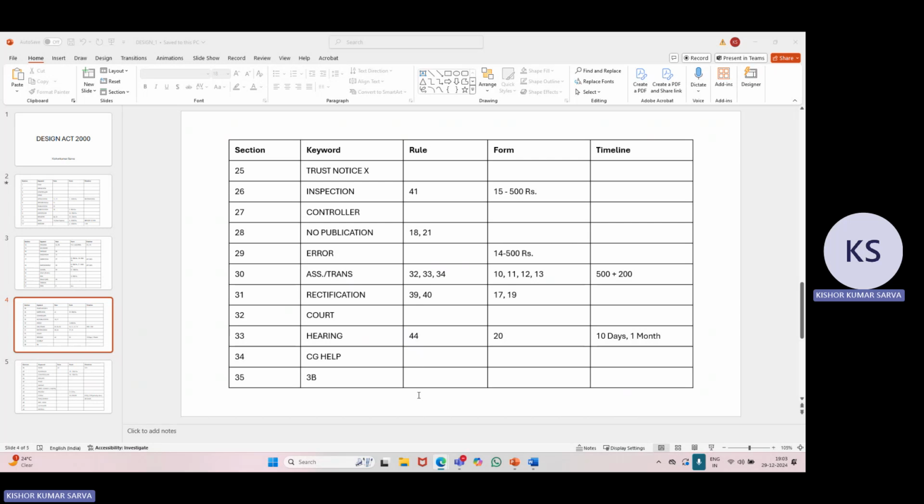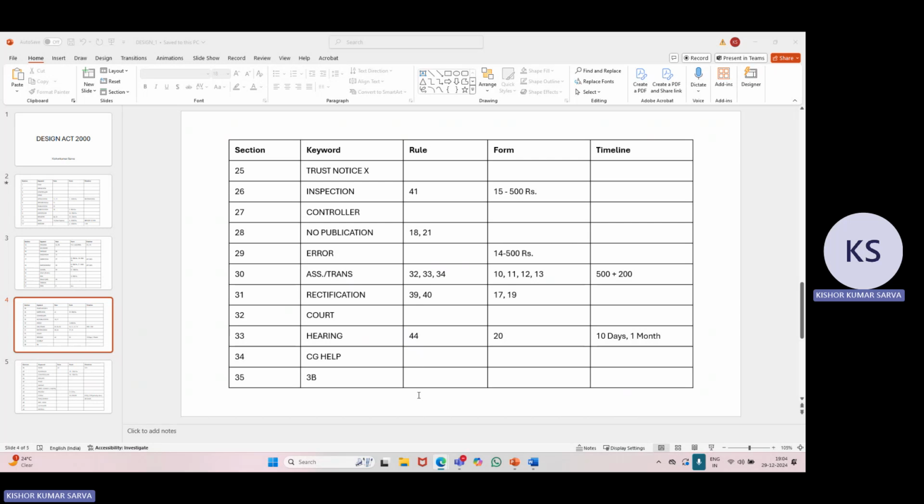In rule number 21, I want to say again that 6 months from the date of application, if you don't complete the incompleteness, then your application will be considered as abandoned. Now, section number 29, if there is a clerical error and you want to rectify it, use form number 14, pay 500 rupees and you can correct that.